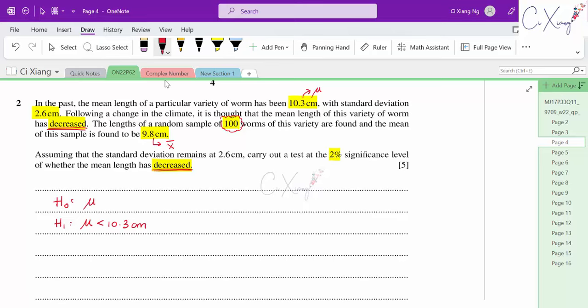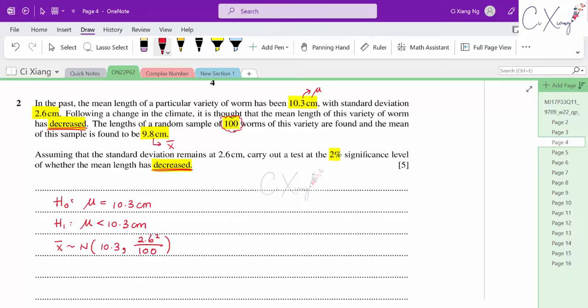And for our null hypothesis, it will be equal to 10.3 cm. So this is our first step. And second step, we need to decide what the distribution is. Since we're having a large sample size, the sample mean will be approximately normally distributed. So what is the mean that we are using here? It will be the population mean, which is 10.3, and the variance should be the population variance, which is 2.6 squared divided by 100.